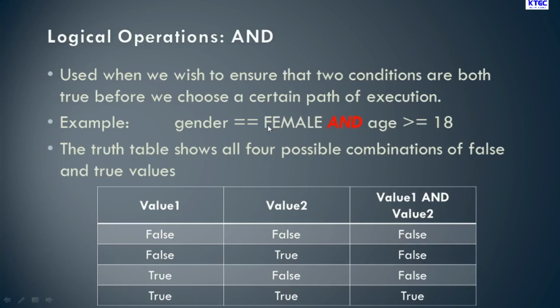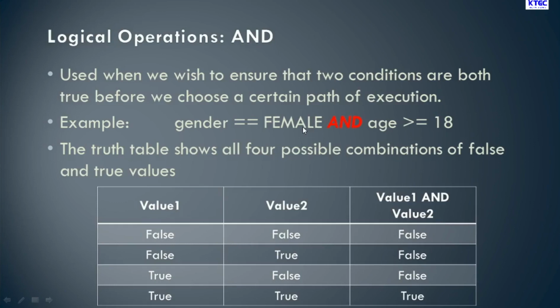So when you ask this is true and this is true, it means you'll be admitted. But if one of these is false, it means you'll not be admitted, because we are using the AND operator, which means both sides should be true. Let's look at the table here. Value 1, value 2. So this is the value 1, this is the value 2. If the first value is false and the second value is false, the result is false.